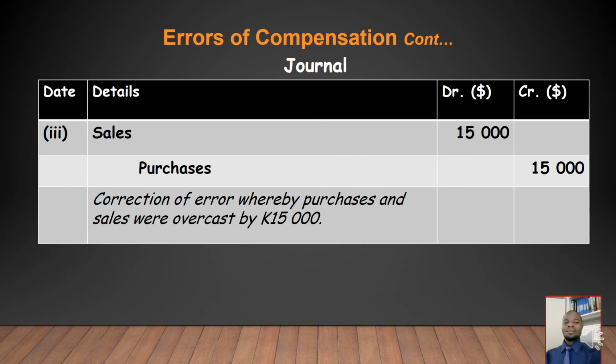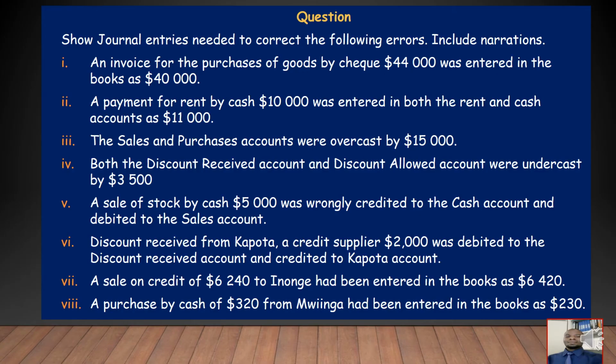The journal. So sales account should be debited with $15,000 and the purchases account should be credited with $15,000 to correct this error, being the correction of error whereby purchases and sales were overcast by $15,000. Let's now move to the next part of the question.